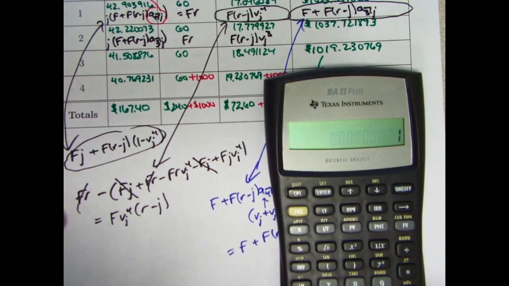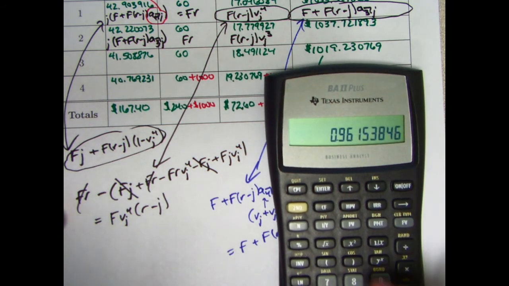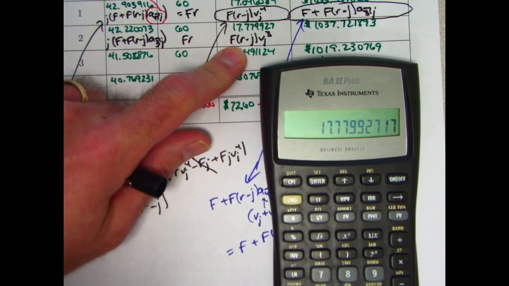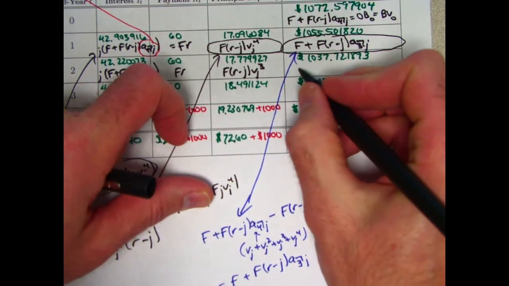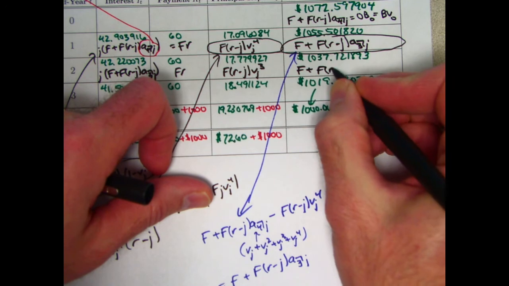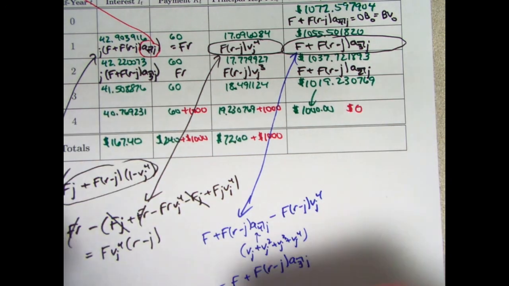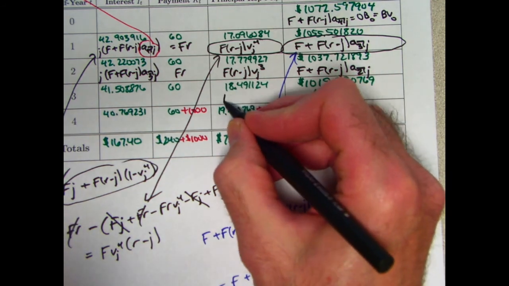Let's double check that that works. 1.04 reciprocal, there's v to the third power times 20, 17.779927, just like we have here. This would be f plus f times r minus j, a2j, etc. What might be worth confirming now are a couple totals.